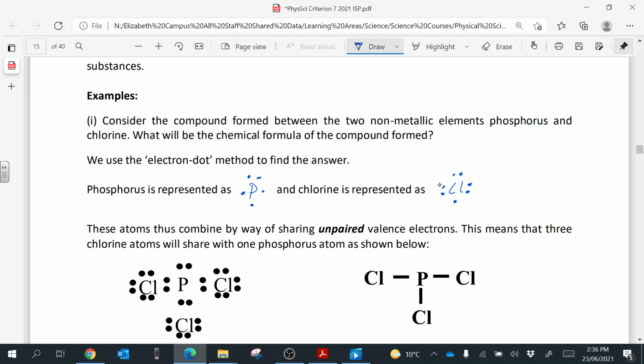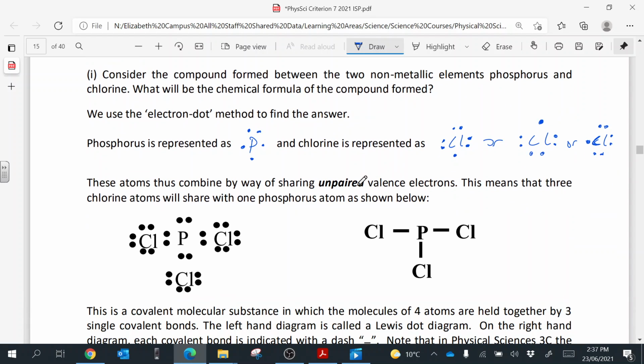And it doesn't really matter where we position these, so this is the same as chlorine if we wanted to have 1 up the top here and 6 here, or even on the side, or on the other side as well. It doesn't matter where you put that solo one. These atoms thus combine by way of sharing unpaired valence electrons. This means that 3 chlorine atoms will share with 1 phosphorus atom as shown below.